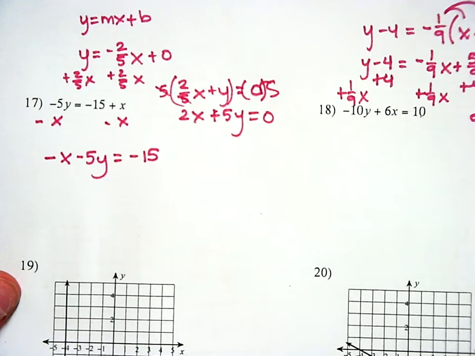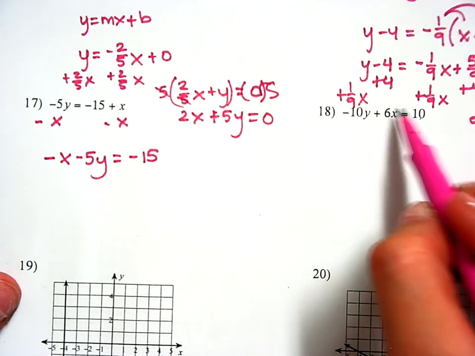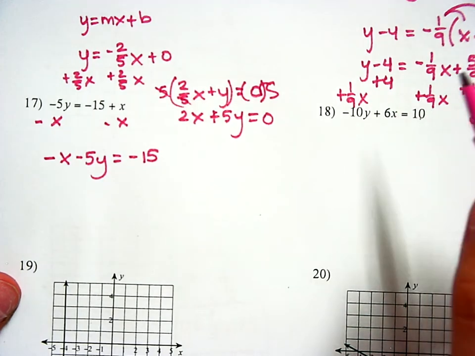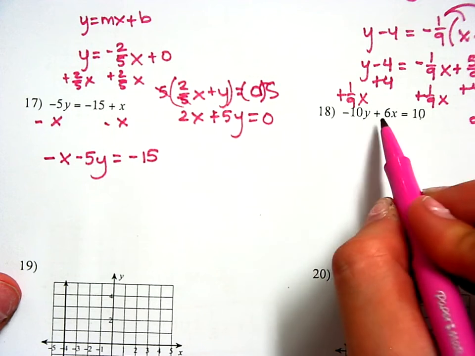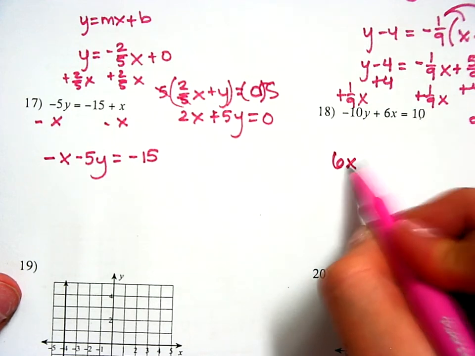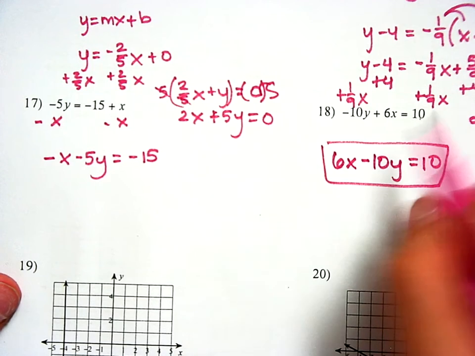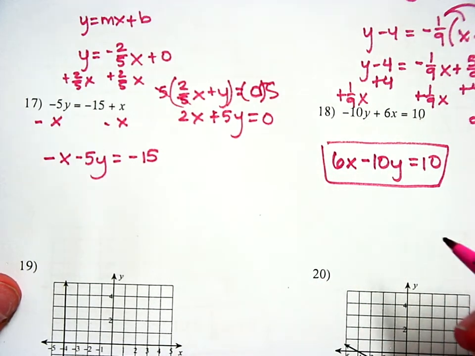And then last step, well, look at here. We have the y term, the x term on the left, and then I have my constant on the right. This is almost already in standard form. I'm just instead going to switch the order of these 2 terms. So I'm going to write 6x minus 10y equals 10. So just remember your x value first, then your y term.